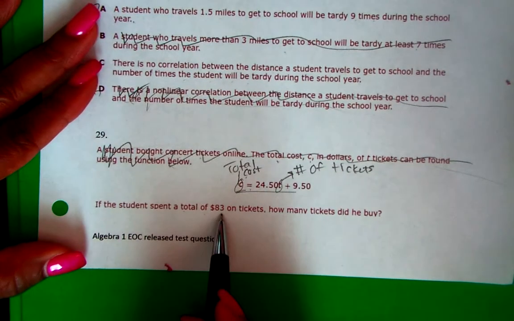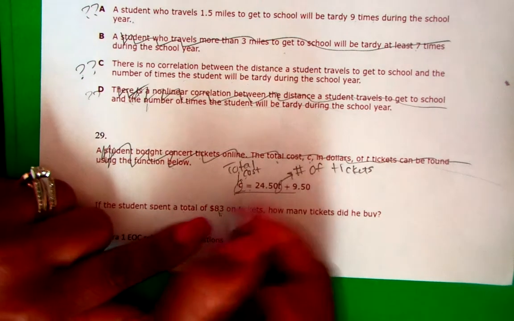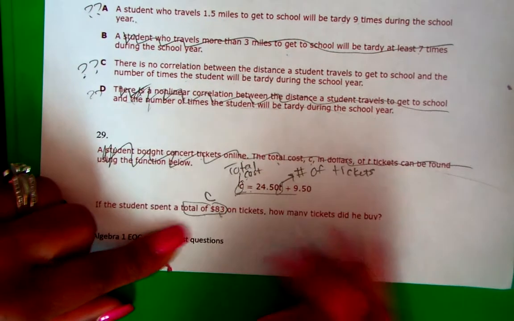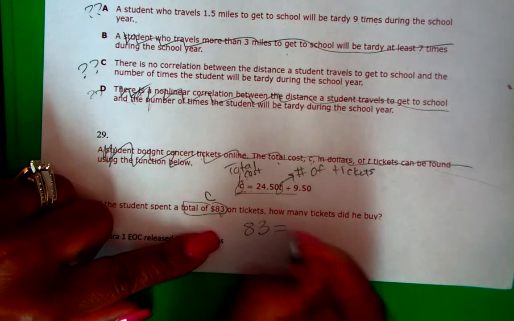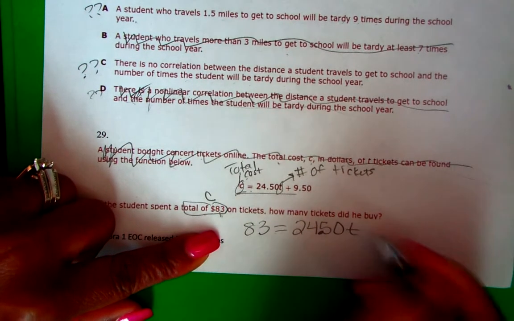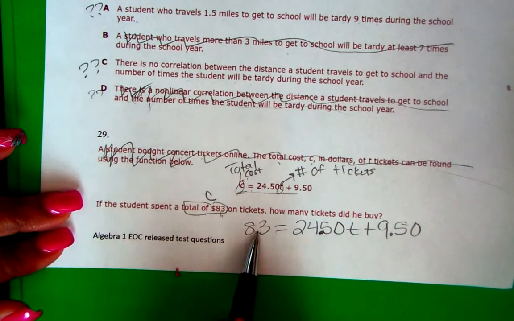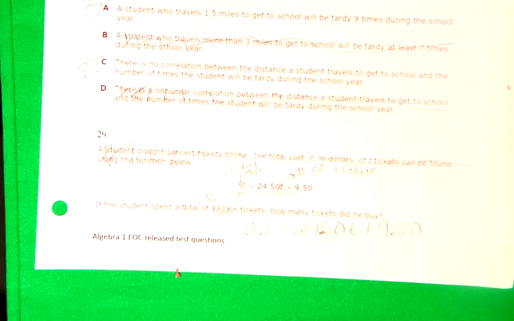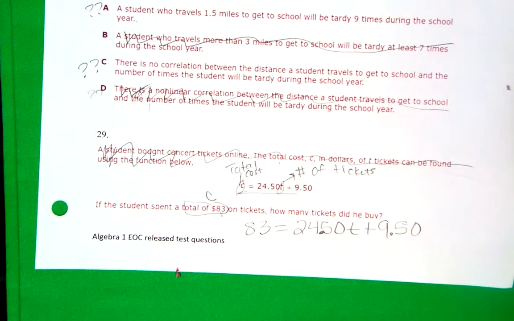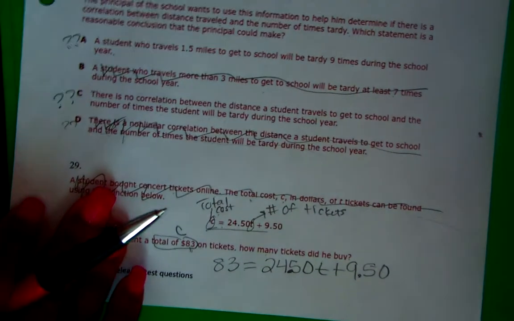If the student spent a total of $83, am I substituting for T or for C? That's C. It's the total. So I'm going to say $83 equals $24.50 times T plus $9.50. If the student spent a total of $83, how many tickets did he buy? So what are you solving for? You're solving for T. So you go ahead and do that. That's the sun coming in. Okay, I'm not going to solve that for you. Isolate the T.